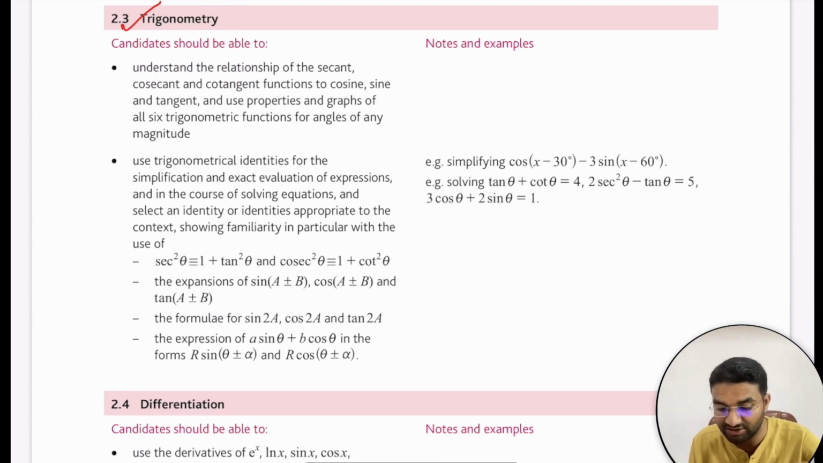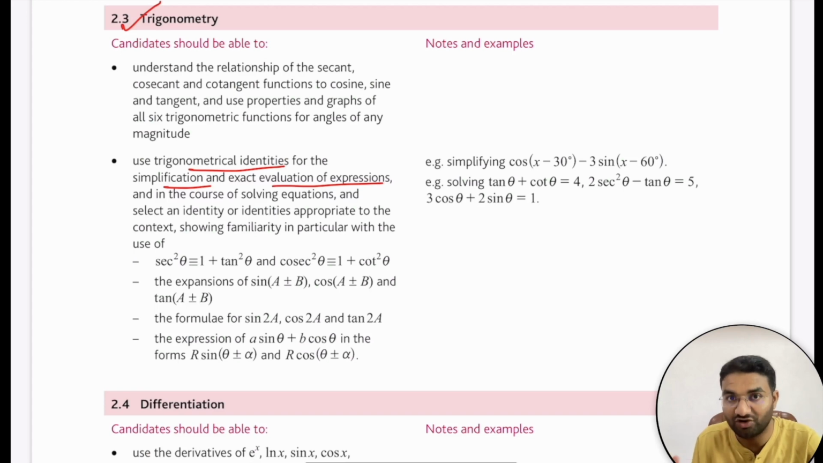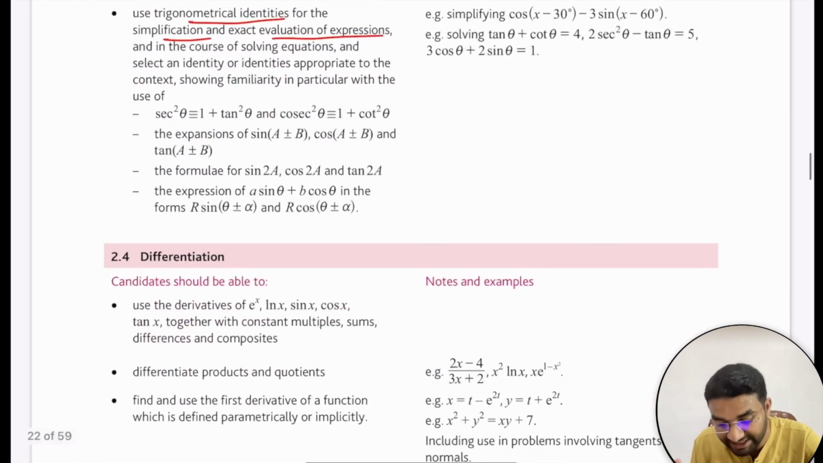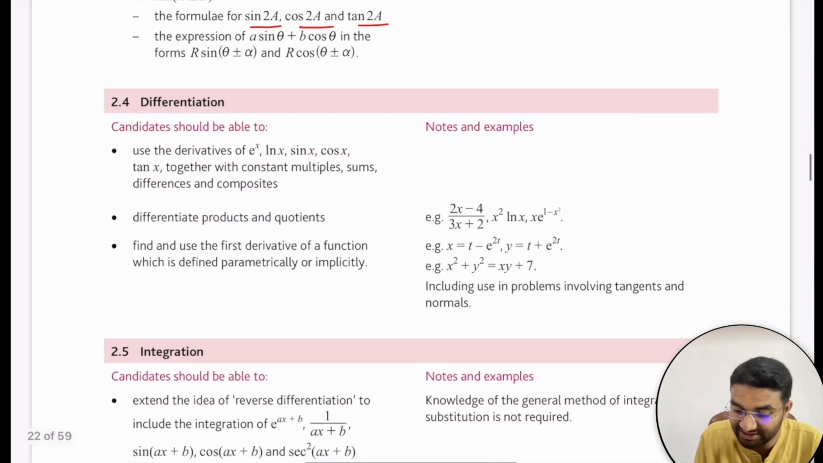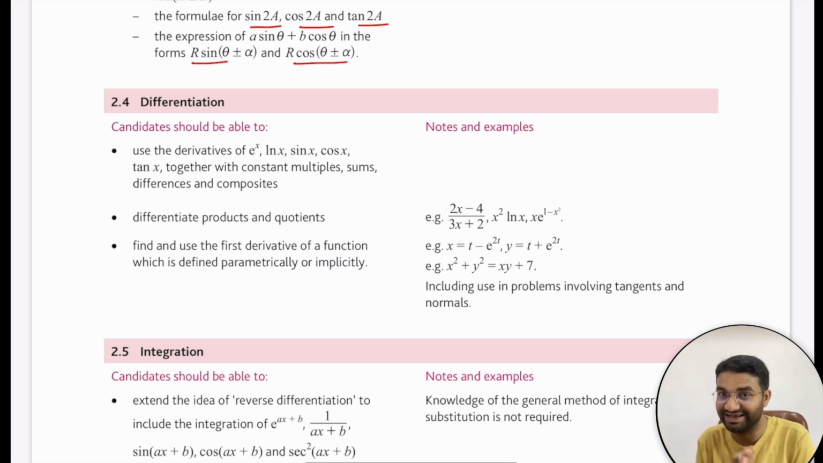In trigonometry, basic trigonometric identities are there. Simplification, prove that, evaluation of expressions, then use of identities, then expressions for sin(A ± B), cos(A ± B), tan(A ± B). These formulas are there. Then sin 2A, cos 2A, tan 2A formulas are there this year. Then expressions in terms of R sin(θ ± α), R cos(θ ± α). These expressions are there this year.